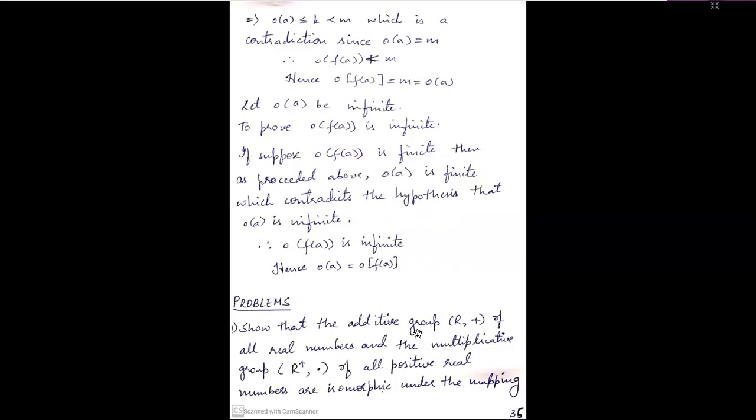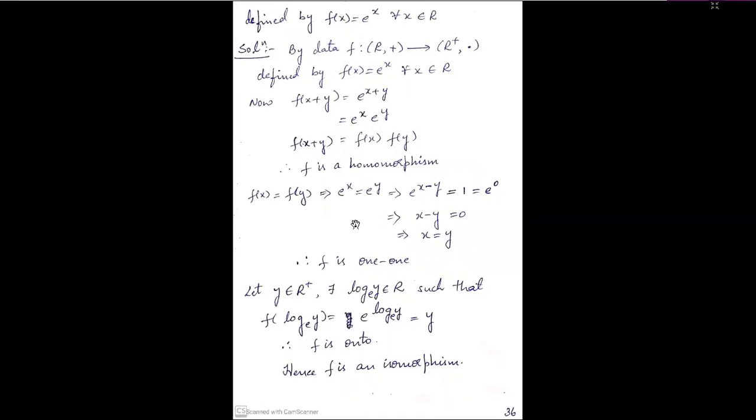Show that the additive group (R, +) of all real numbers and the multiplicative group (R+, ·) of all positive real numbers are isomorphic under the mapping defined by f of x is equal to e to the power x for all x belonging to R. So by data we have f from (R, +) to (R+, ·) defined by f of x is equal to e to the power x for all x belonging to R.